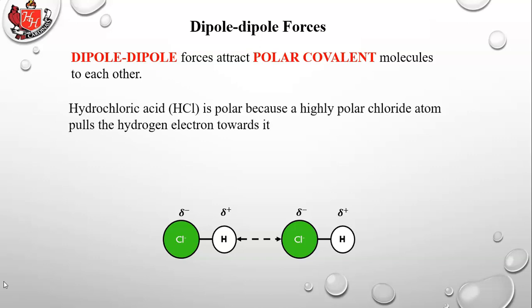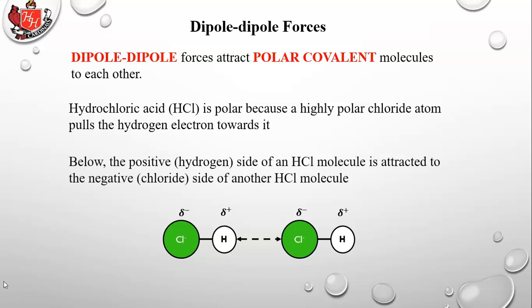So hydrochloric acid is polar because the highly electronegative chlorine pulls the hydrogen's electron towards it. It doesn't totally take it away, as that would make it an ionic bond. It just pulls it closer to the chlorine. Below, the positive hydrogen side of an HCl molecule is attracted to the negative chlorine side of another HCl molecule.